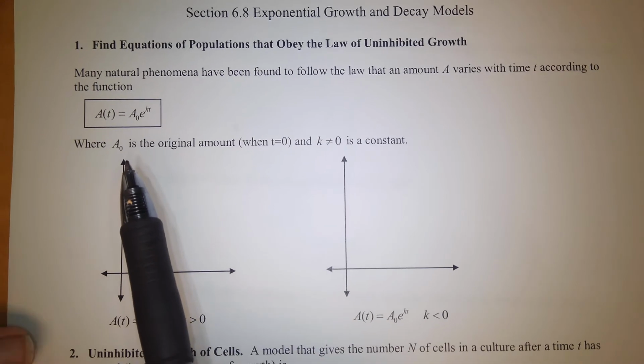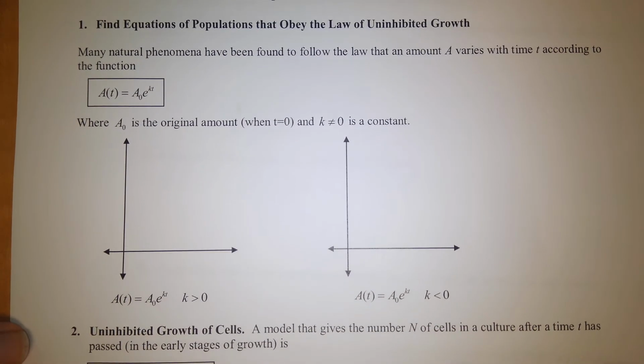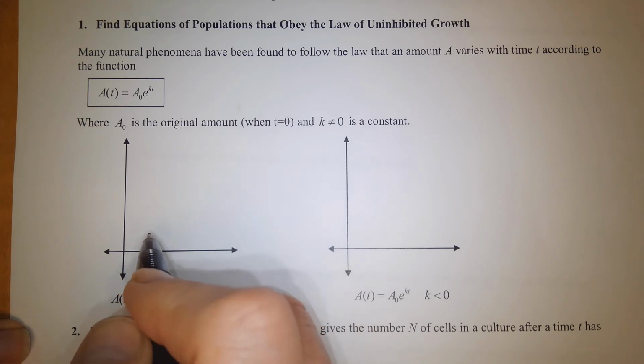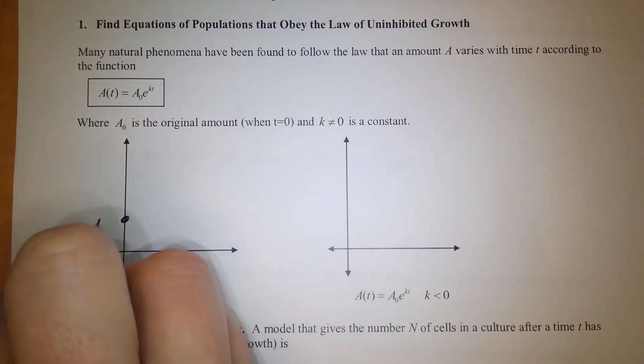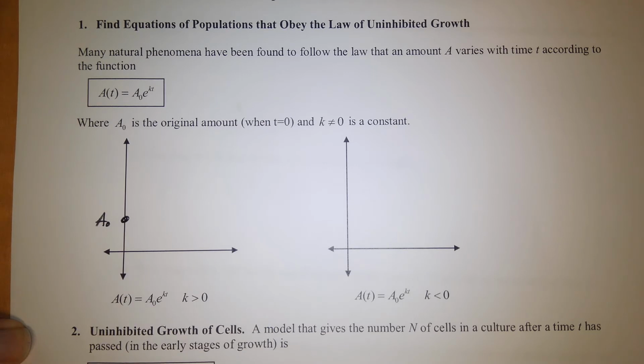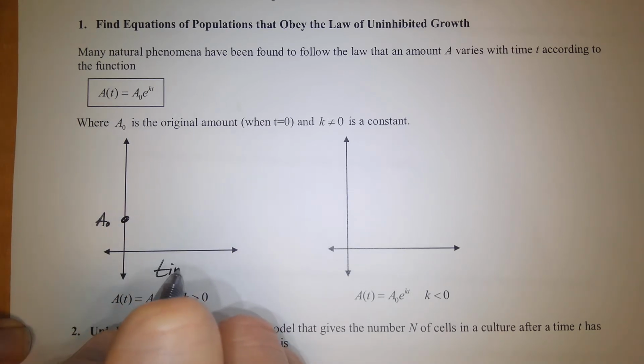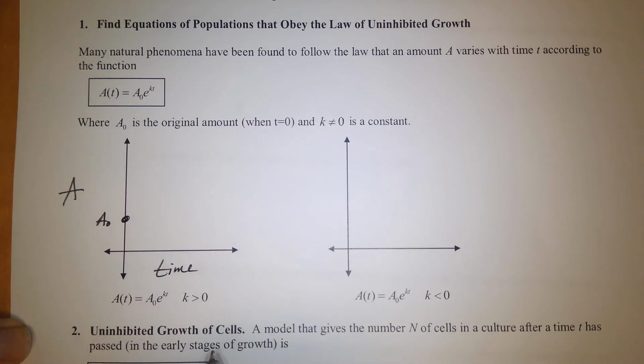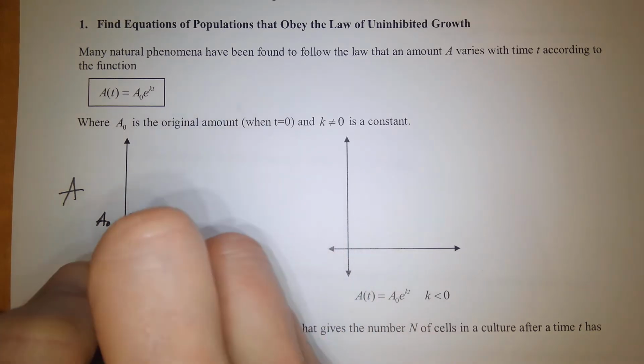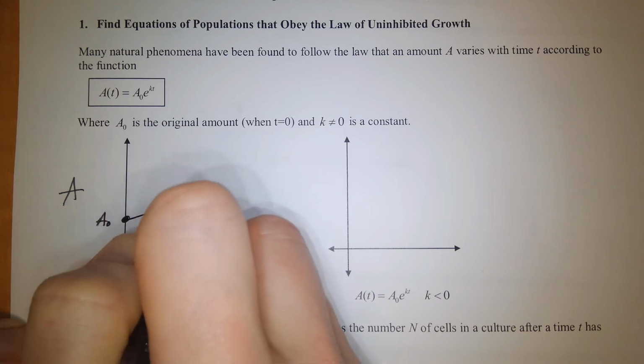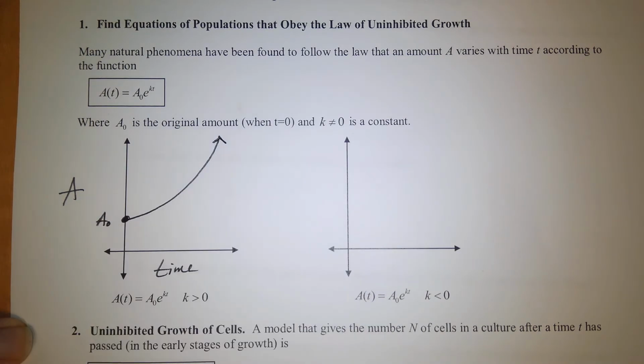So to give you an example of the uninhibited growth, let's look at an example in graphical form. If we start with the amount at A sub 0, being time down here and the amount on the vertical axis, we start with A sub 0. That's the initial amount. Uninhibited growth follows an exponential growth pattern. We know it's growth when K, which is our growth rate, is a positive number.